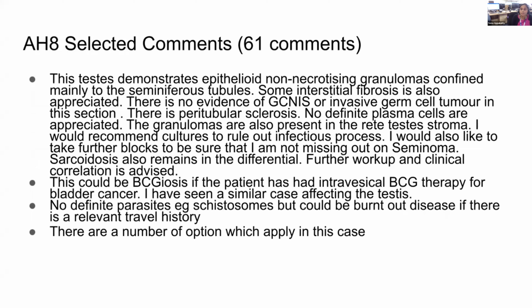Among the written comments, people were describing the lesion, and a lot of us wanted to do further cultures or something more for other infectious processes to rule out. There were people who wanted to do further blocks so that we're not missing any seminoma. Sarcoidosis was a frequent flyer, asking for clinical or ACE levels and further workup for that. There were questions whether there was any intravesical BCG therapy before, and burnt out schistosomiasis also appeared once. Someone thought maybe there would be multiple options which would be valid in this case.